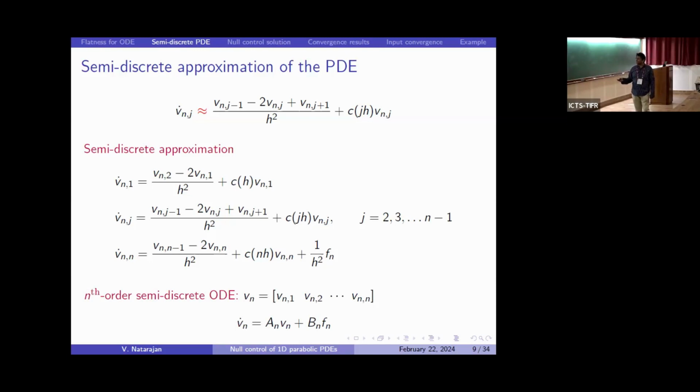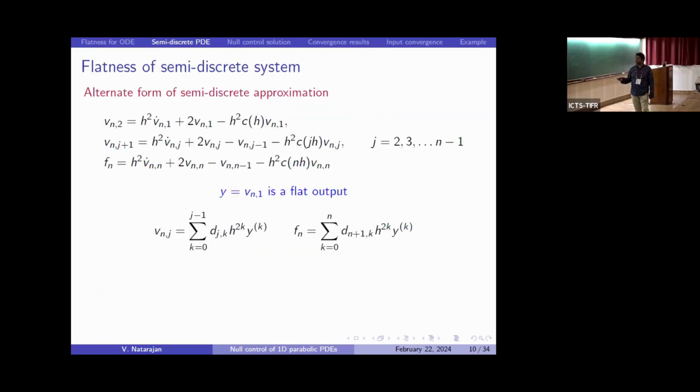So we have this setup where we write Vn dot as An Vn plus Bn Fn. Okay, this is a semi-discrete system we are going to do flatness design for. So the alternate form, I took these equations, I can rewrite them in this form where I'm basically taking the Vn2 and Vnj plus 1 to the other side. Then like I explained to you earlier, you get a strict feedback form. So now y equal to Vn1 is a flat output for the system. Okay, this is a flat output.